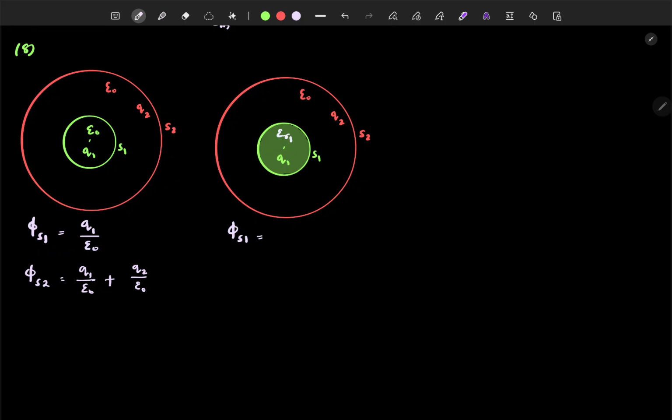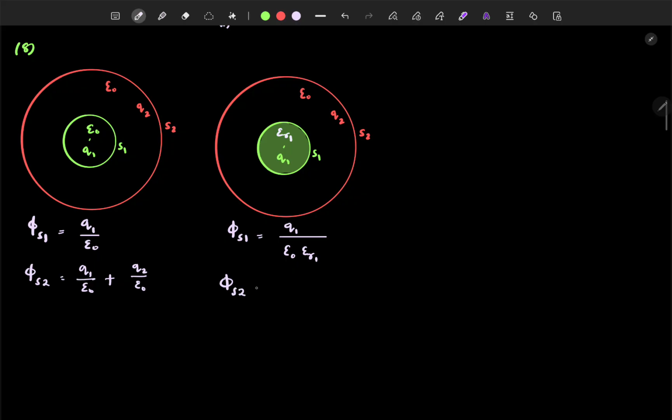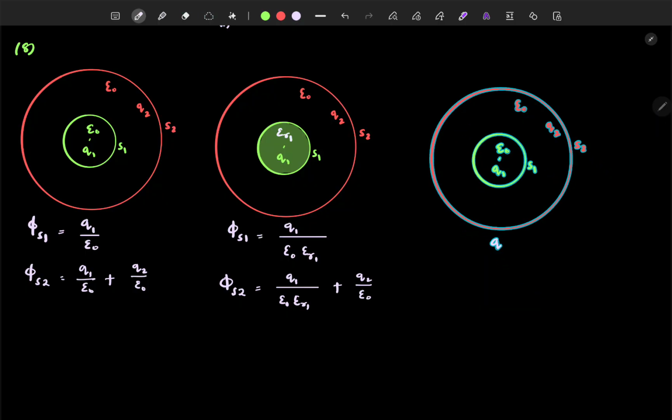So flux through S1, inside which the charge is Q1, is Q1 divided by epsilon naught into epsilon R1, as per the formula. Okay. So flux through sphere S2, where both Q1 and Q2 charges are present, the answer will be Q1 divided by epsilon naught into epsilon R1 plus Q2 divided by epsilon naught. Okay. Next, come to the third picture.